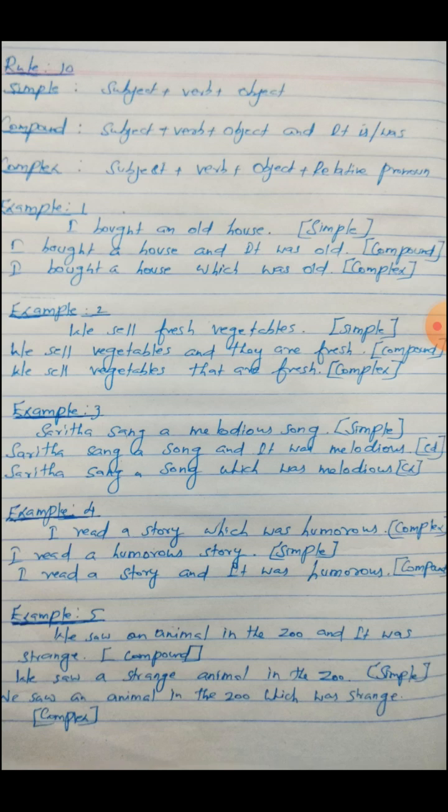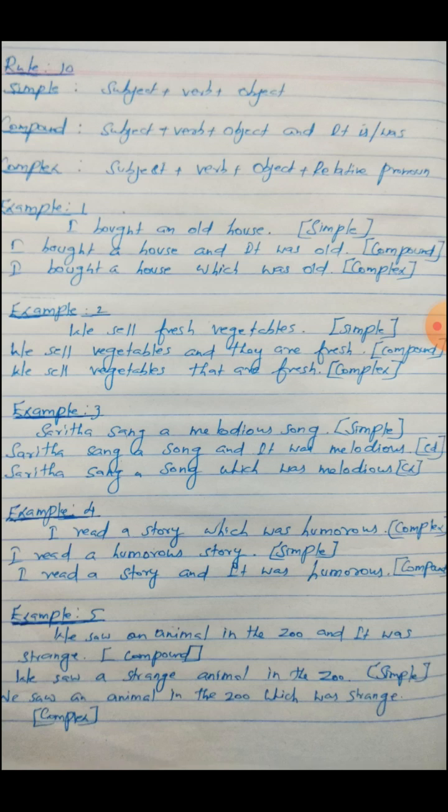So the fifth one, we saw an animal in the zoo and it was strange. Here it is a compound sentence, and it is also past tense because we saw is past tense. So only we have added was. When you change it into a simple sentence: we saw a strange animal in the zoo. That is a simple sentence.